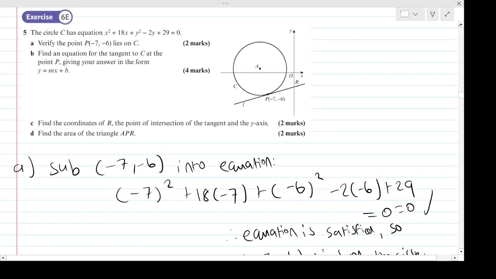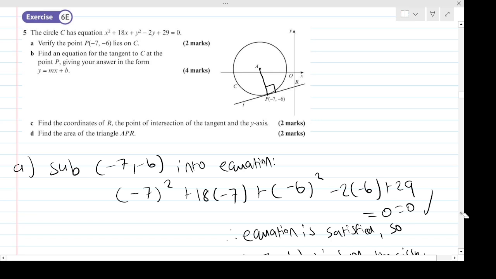Find an equation of the tangent to the circle C at the point P, giving your answer in the form y = mx + b. Okay. So I need the equation of the tangent, which is here. Now again, if we're given the centre, we need to consider the radius, right? The radius we know is perpendicular to the tangent, so we will be using that. Now, we know what the point A is. A is the centre, right?